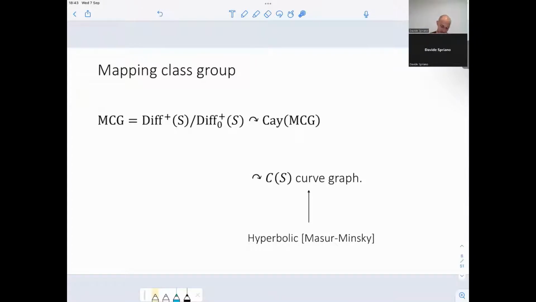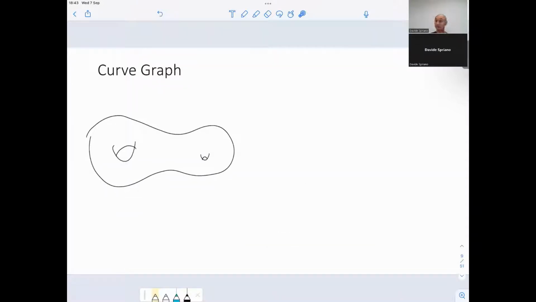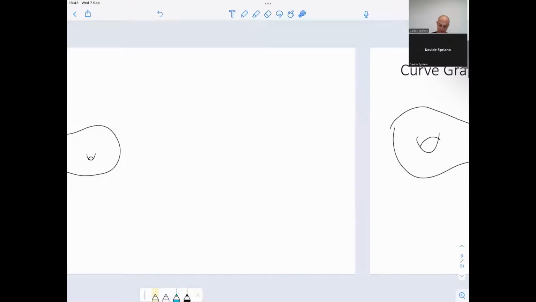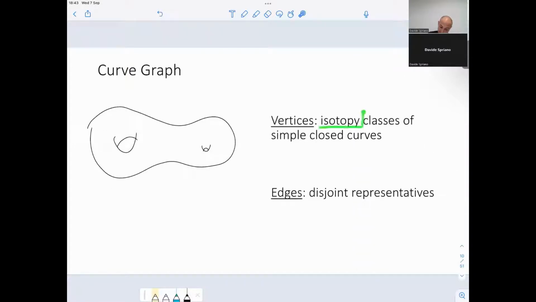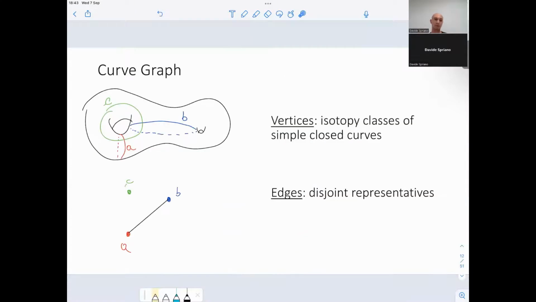Very briefly, how is the curve graph defined? It is defined as follows. We take our surface, for instance of genus 2, and we have a graph where the vertices are isotopy classes of simple closed curves, and we put an edge between two isotopy classes if there are two representatives in the classes that are disjoint. So for instance, now I have three curves A, B, and C, and if I look at the portion of the curve graph spanned by those three curves, I would have an edge between A and B, but no edge between A and C and between B and C, because no matter how you wiggle them around, you cannot realize those disjoint.